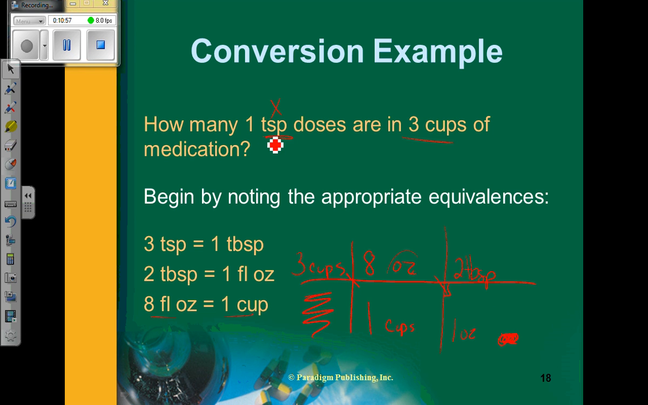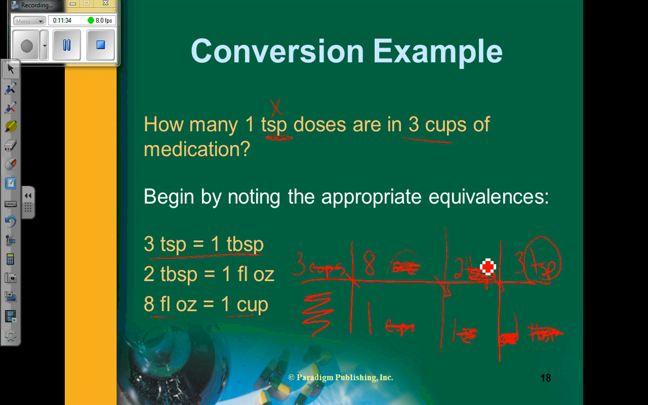But we haven't stopped at teaspoons yet, so just keep going with your cross. If we have tablespoons here, we're going to have tablespoons down here. And we know in our chart that 1 tablespoon equals 3 teaspoons. So we have teaspoons here, and that's what we're looking for. That's what our x is, so we can stop. Again, cups cancel each other out, ounces cancel each other out, and tablespoons cancel each other out. We can stop at teaspoons.